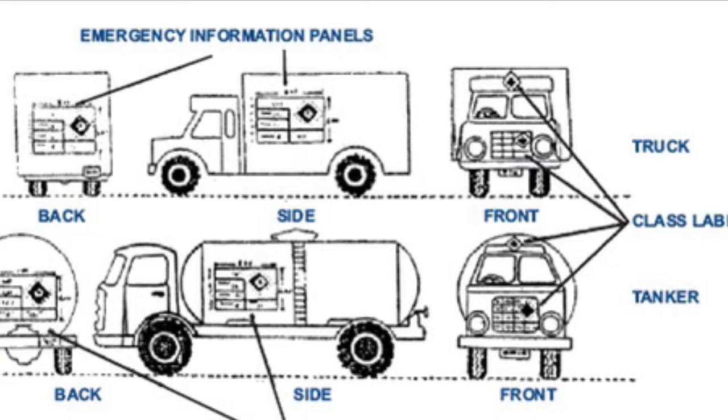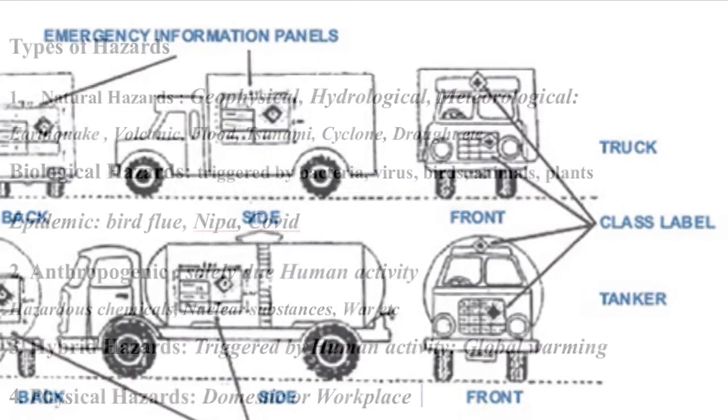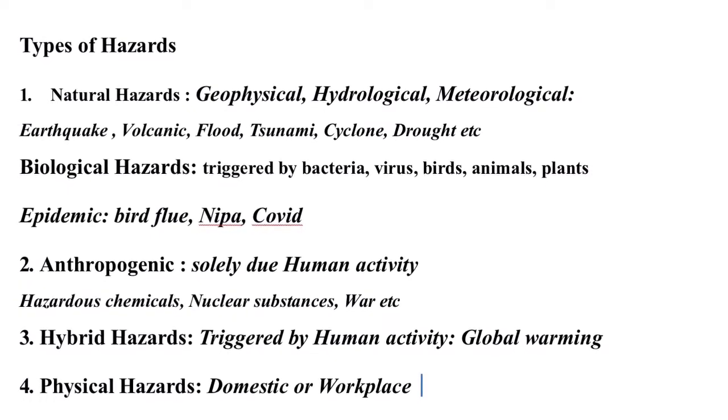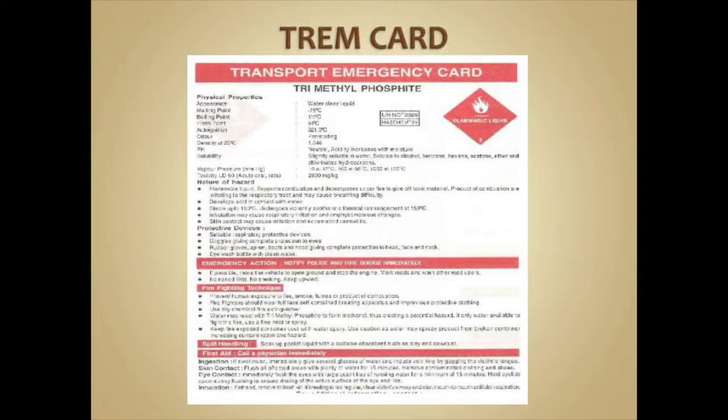hazardous chemicals are transported. Is there any other mechanism enabling quick response while hazardous chemicals are transported? Yes, it is the TREM card or Transport Emergency card. This A4-sized document gives all necessary information regarding the hazardous chemical transported during any emergency. It is red marked for easy identification. The TREM card must be kept in the driver's cabin whenever hazardous chemicals are transported.